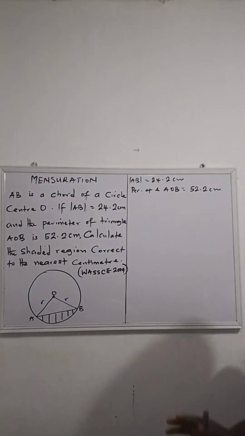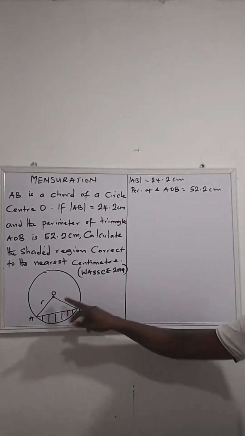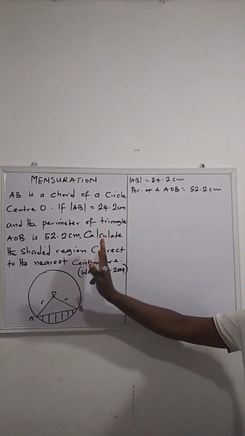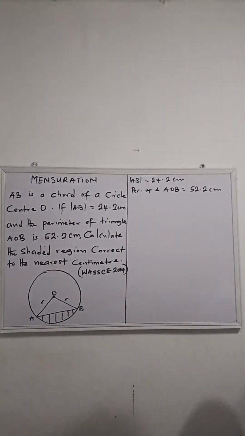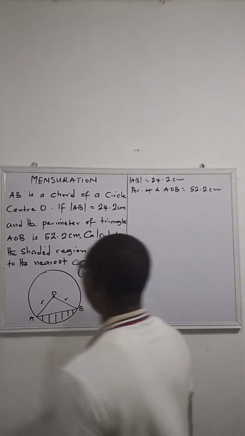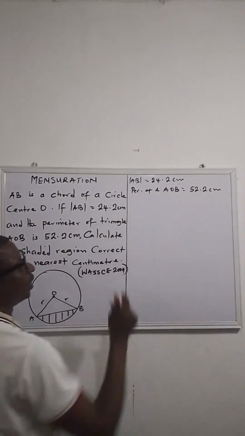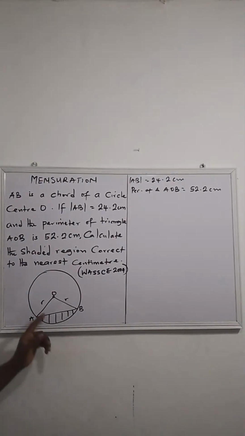There are things that are needed to calculate this. We need the angle subtended at the center of the circle. We also need the radius, which is not given in the question. So we should find a way of getting the radius and the angle. Let's start with the second thing given here, the perimeter of the triangle.